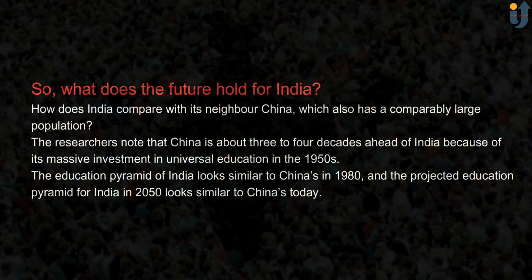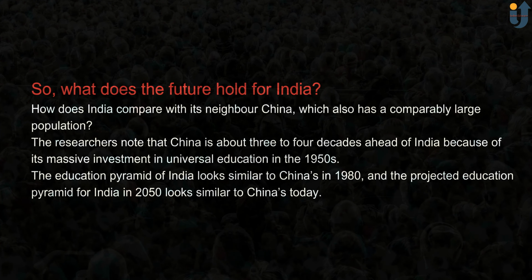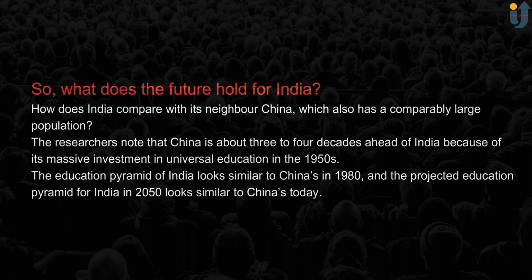So, what does the future hold for India? How does India compare with its neighbor China, which also has a comparably large population? The researchers note that China is about 3 to 4 decades ahead of India because of its massive investment in universal education in the 1950s. The education pyramid of India looks similar to China's in 1980, and the projected education pyramid for India in 2050 looks similar to China's today.